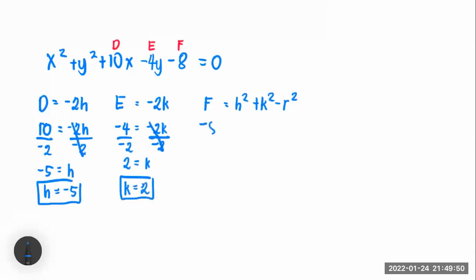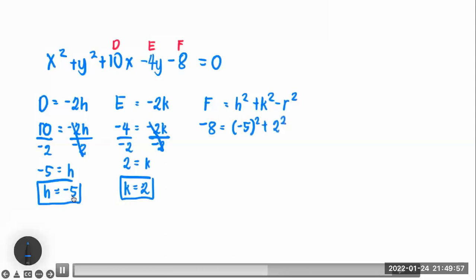Paano naman tong sa isa kay r? So you have there negative 8 is equal to h squared plus k squared minus r squared. Di ba yung h natin ay ang unang na-solve? Negative 5 squared. And then here, 2 squared kasi ito yung k. So negative r squared. So 25 plus 4 minus r squared. So solve lang natin si r dyan. This is equal, so negative 8 is equal to 29 minus r squared.